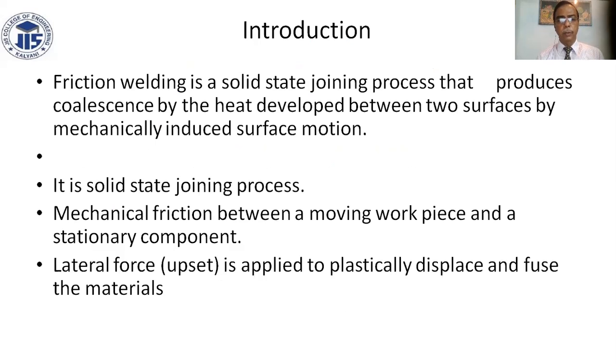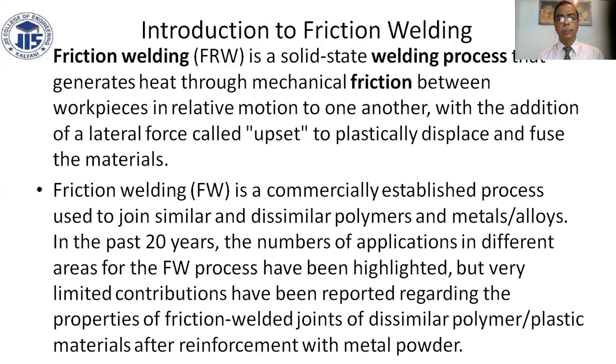It is a solid state joining process using mechanical friction between a moving workpiece and a stationary component. A lateral force called upset is applied to plastically displace and fuse the materials. Friction welding is a solid state welding process that generates heat through mechanical friction between workpieces in relative motion to one another, with the addition of a lateral force called upset to plastically displace and fuse the materials.